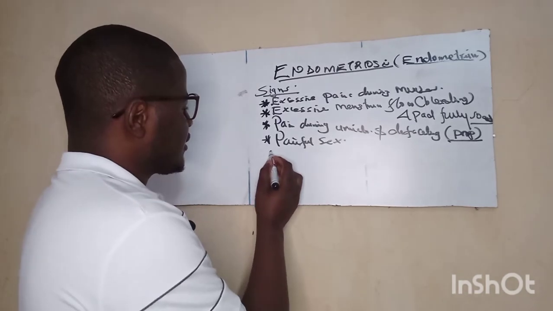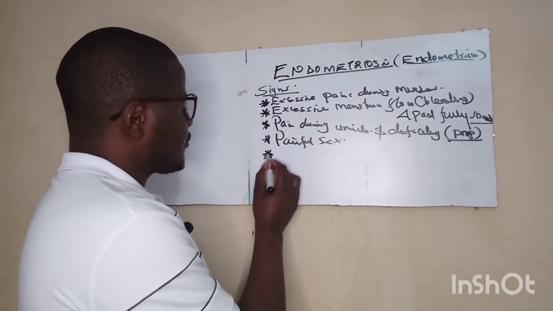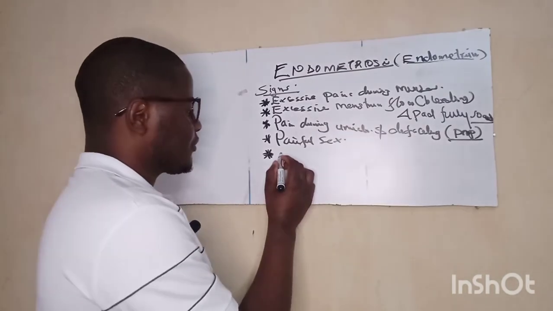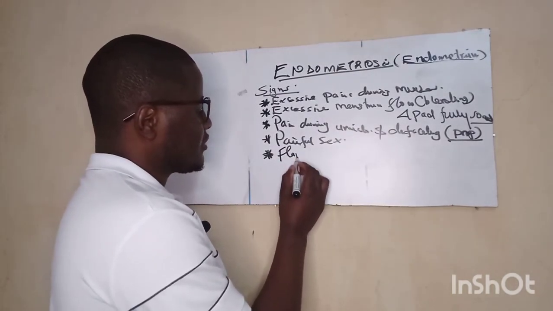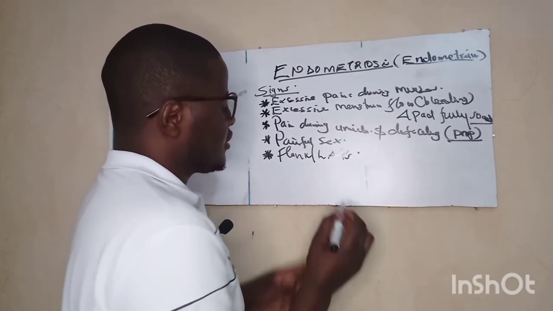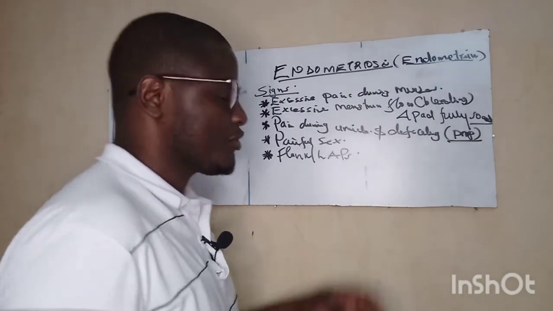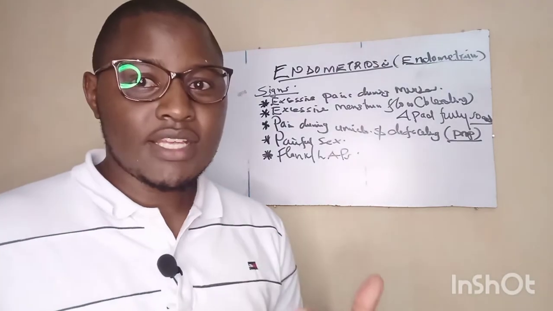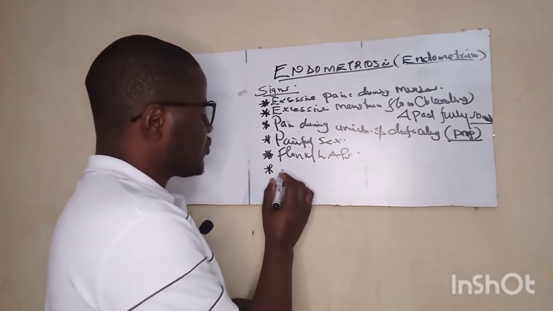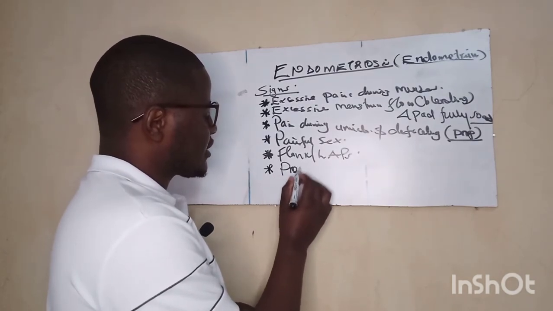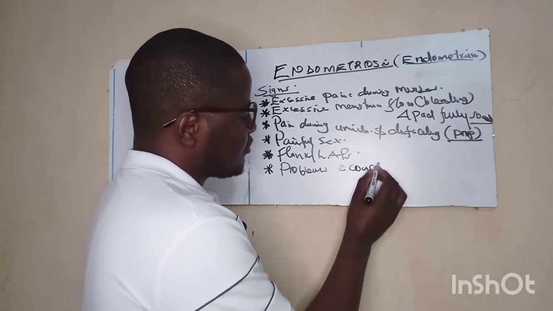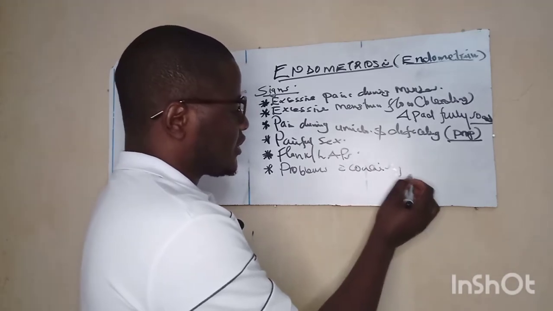Another sign of endometriosis that is commonly there is flank pain or lower abdominal pain. And also we have problems with conceiving, or problems with getting pregnant.